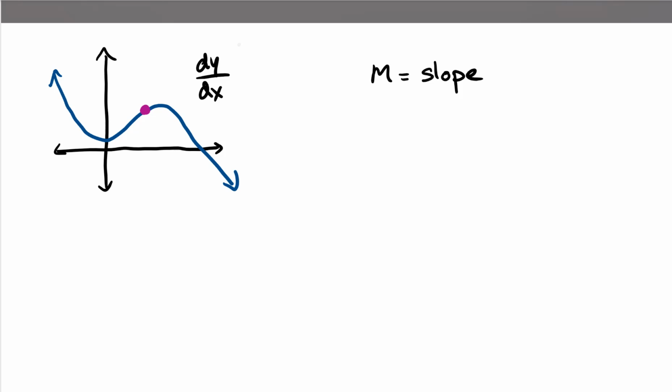But what if they're slopes of curves? What if our parametric equations are defined by this blue line here, and we want to find the slope of the tangent line at that point? Now we need calculus. So let's jump into it.